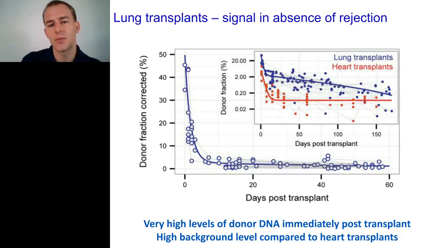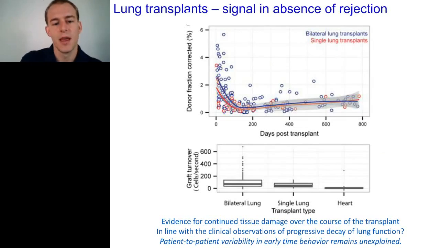And in this inset, we're comparing the dynamics for the lung versus the heart. And you can see that there's much more donor-derived DNA for lungs than there is for hearts. It's interesting to look at the signal for single and bilateral lung transplants. And as you would expect, we find higher levels of donor DNA for transplant recipients that received both sides of the lung versus only a single side of the lung.